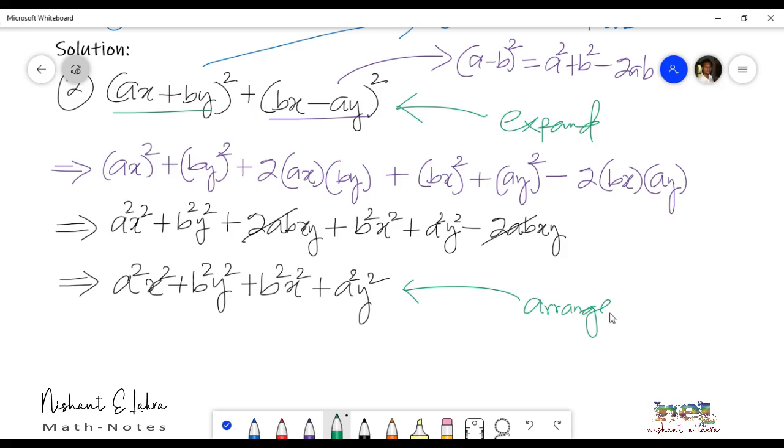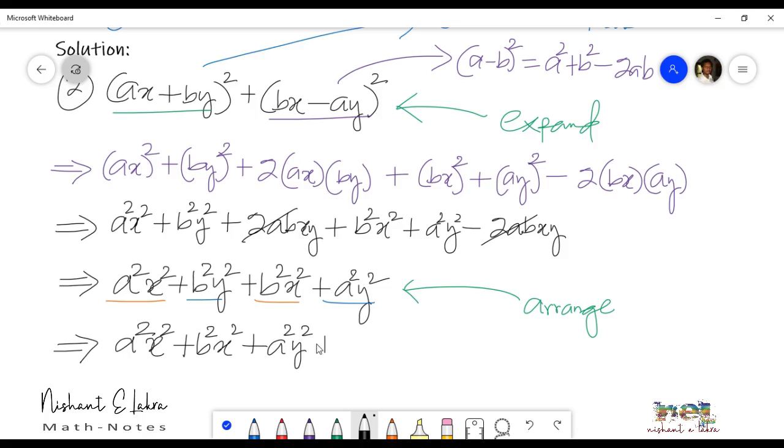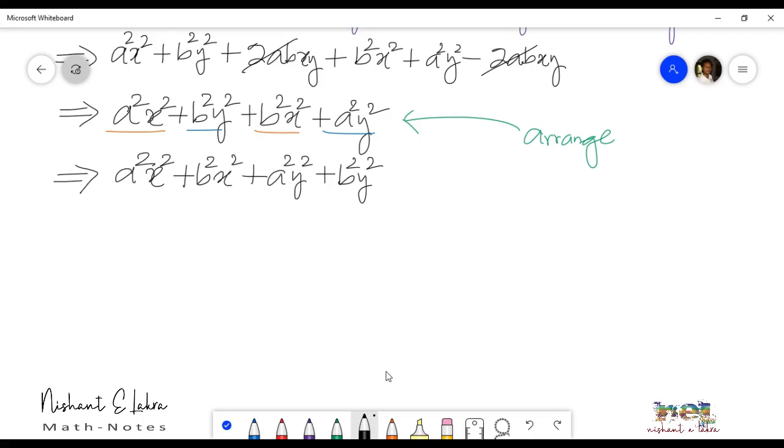Our next step will be to arrange it in their order. You remember that you should be arranging it according to their powers and alphabetically. So we'll be arranging a square x square and b square x square as one group, and a square y square plus b square y square as second group. Remember that we'll write a square y square first because alphabetically a comes first. Now our next step will be to find the common from these two groups.